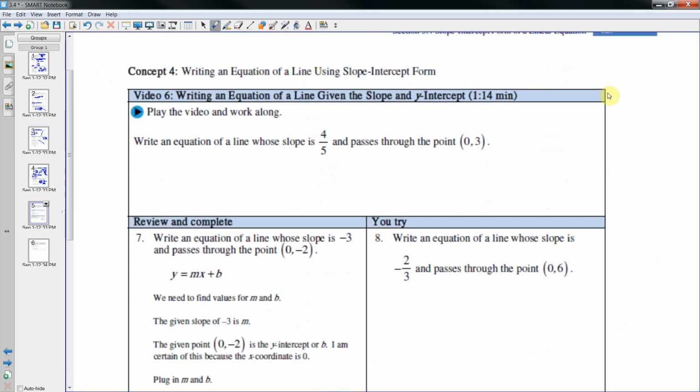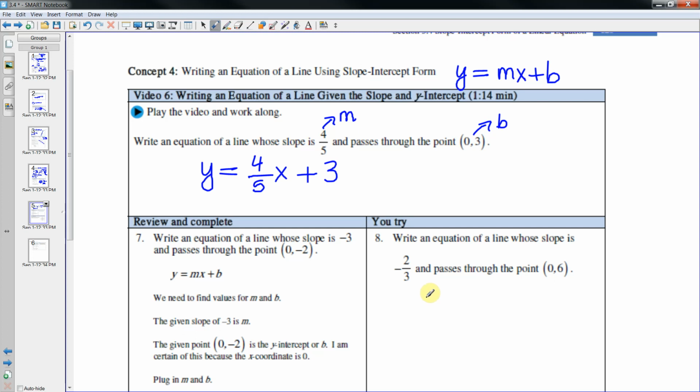Alright, so what if I asked you to write an equation given the slope and the y-intercept? Well, remember my slope is m and my y-intercept is the b. And remember, I wanted the form y equals mx plus b. So I'm going to write y equals, if m is 4/5, so that's 4/5 x, don't forget to put the x in there, and don't forget to put the y. And then my b is a plus 3, so I put plus 3, just like that.